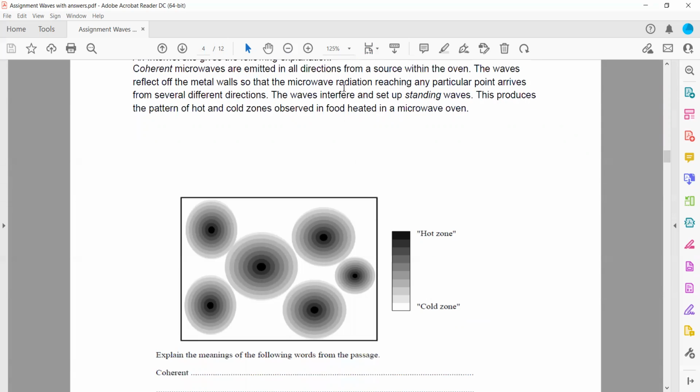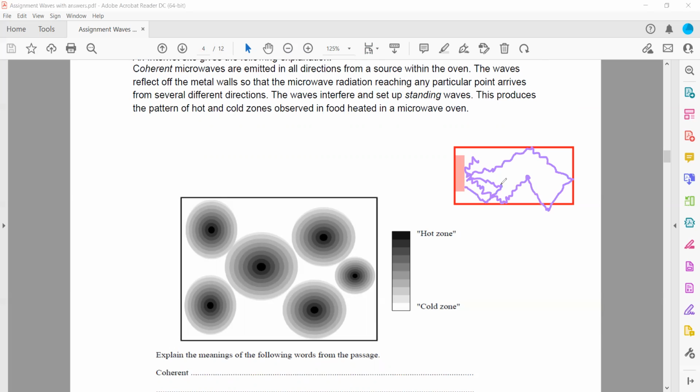So basically what happened, if this was a microwave oven and this is the source of the microwaves, it is producing microwaves in all directions. These microwaves are reflected from the wire. Maybe you have seen that inside a microwave oven there is a net of wires, a mesh of wire. So the microwaves are reflected multiple times from these wires, and they meet at different points.